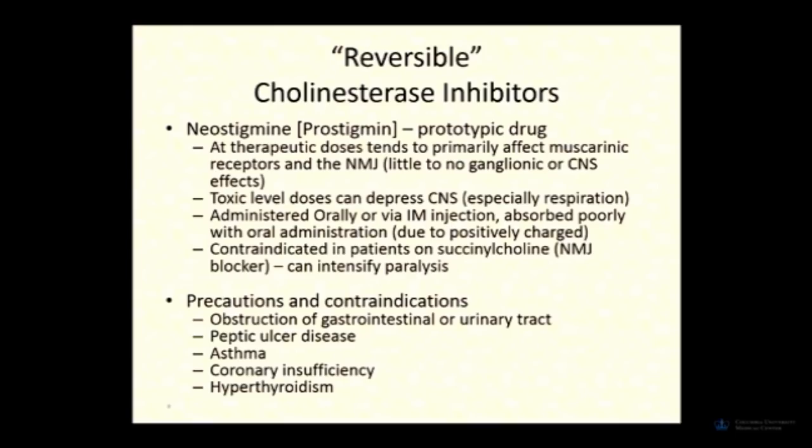Precautions and contraindications. If a patient has obstruction of the GI tract or the urinary tract, you don't want to give them one of these drugs. The same goes for peptic ulcer disease, asthma, coronary insufficiency, and hyperthyroidism. And this is mostly because of the possibility for muscarinic effects when you apply a cholinesterase inhibitor. It worsens these conditions.